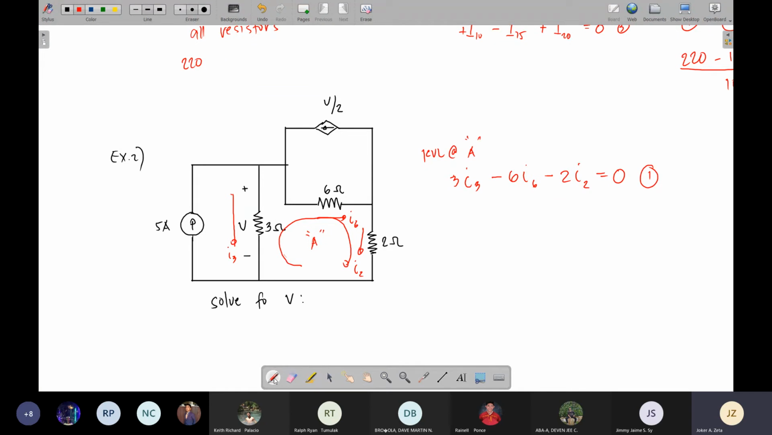Kindly guess, how many nodes are there in this circuit? 4? 5? 3? So it's 3, 4, 5. There's no 2 and no 6. So the answer is, in this circuit, in this example, there are 3 nodes.